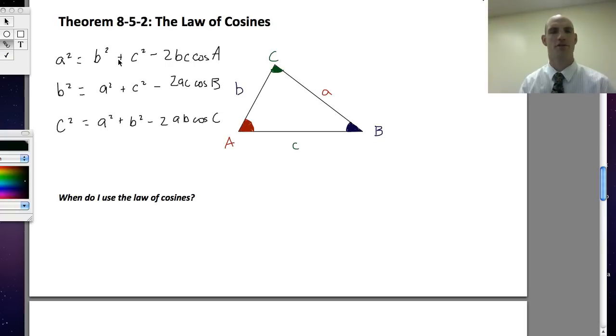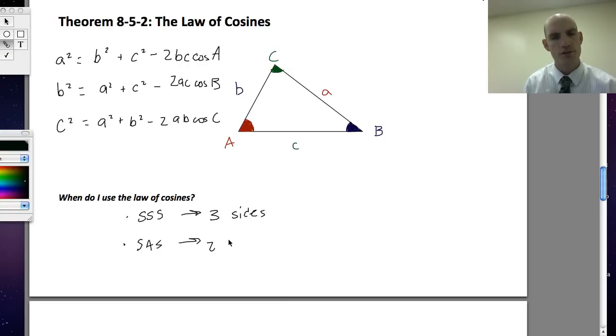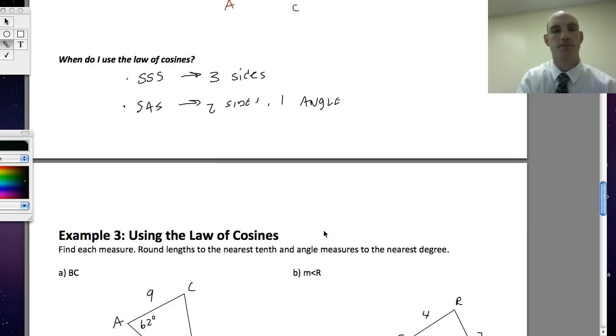When can I use the law of cosines? If you'll notice, there's a lot of sides involved, and so you can use it if you're given side, side, side. So if you have three sides, you're going to use the law of cosines. Also, if you're given SAS, or two sides and one angle. So in general, if you have more sides than angles, you're going to use the law of cosines. Let's look at an example of this.